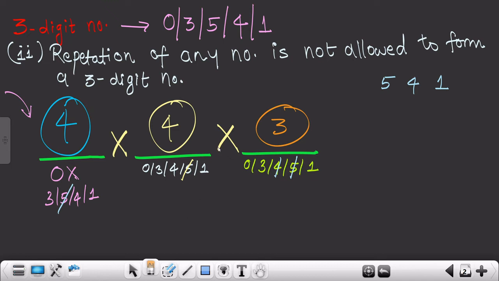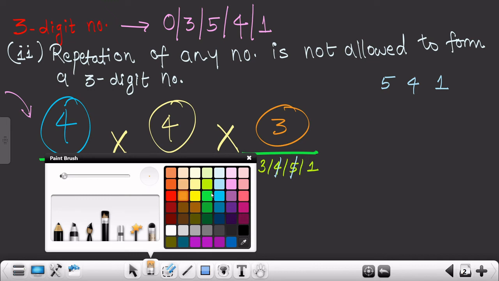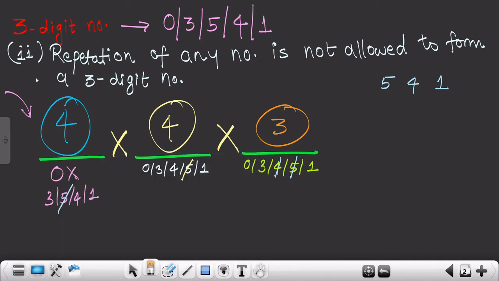Again, I'm going to repeat the case so that there won't be any confusion in your mind. We have to form a 3-digit number from the available set of numbers, that is 0, 3, 5, 4 and 1, such that repetition of any number is not at all allowed. The very first thing we should consider is that 0 cannot come in the hundreds place. That means 0, 4, 0, 5, 4, 4 cannot be a number, right?